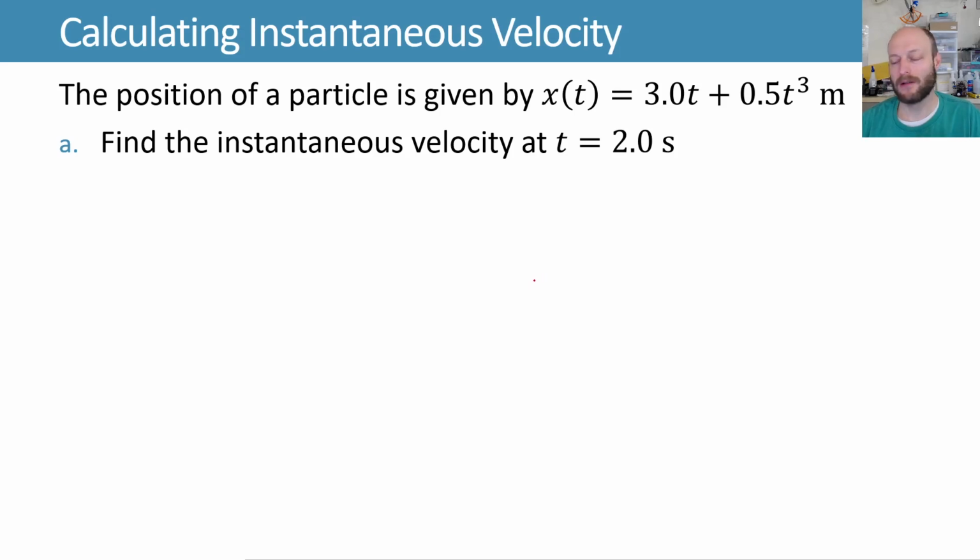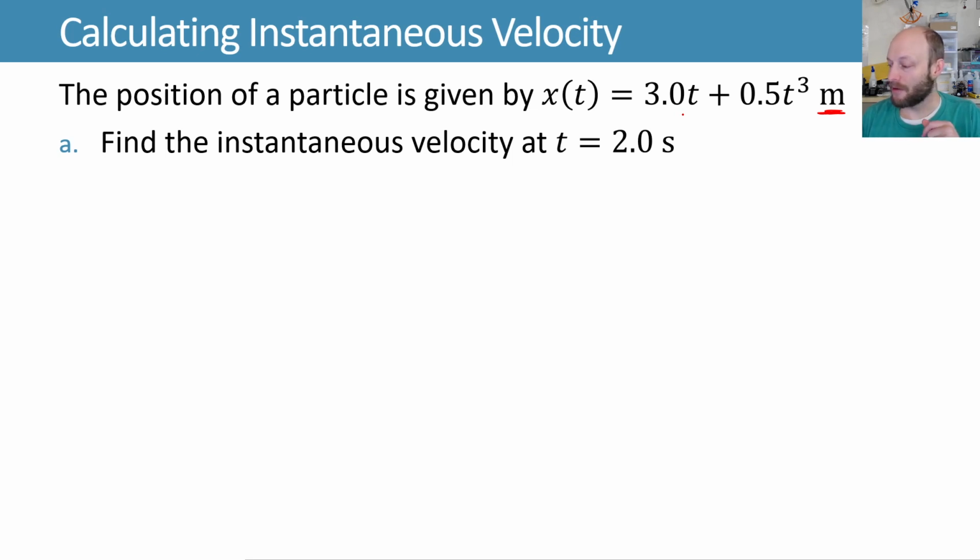Let's consider a particle that has a position given by this function. My position as a function of time is equal to 3 times time plus 0.5 times time to the third, in meters. So this means that my result when I evaluate this will be in meters. In order for that to be true, we have to specify what units we plug in our time with. So we're going to say this is true for when we plug in time in seconds.